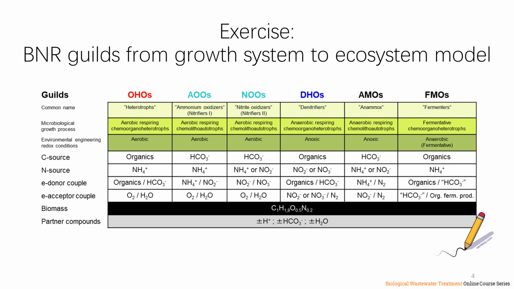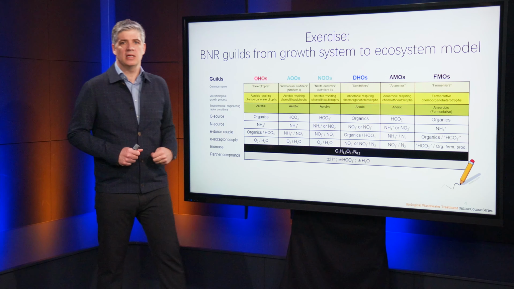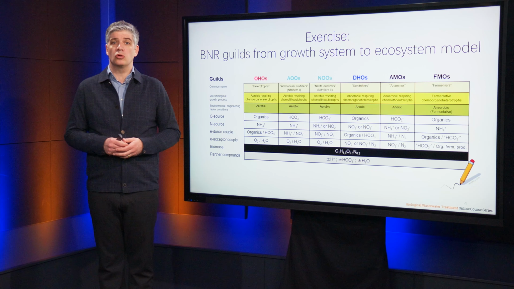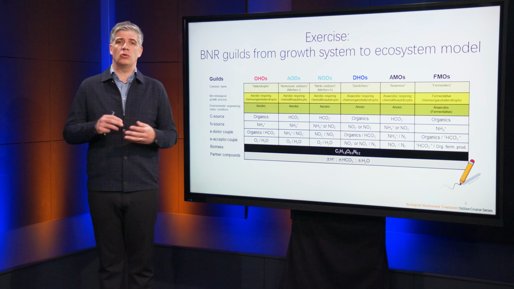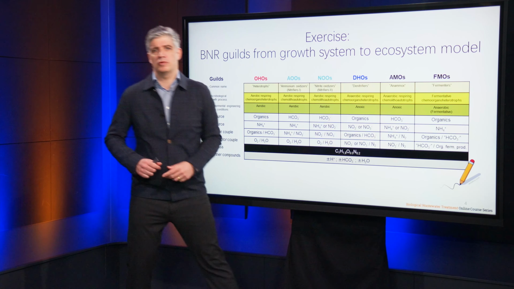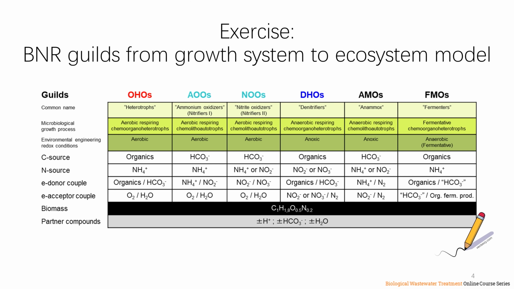I would like us to develop now an ecosystem model based on a previous exercise that we did on the growth systems of BNR microorganisms. Please take a sheet of paper or a tablet and first sketch the individual metabolisms of these BNR guilds based on the information compiled in this table. Then connect the dots to build up the conceptual ecosystem model of the microorganisms and microbiome. You can leave out the fermenters first for this exercise. You can pause your video. Answers and examples will be given in the next slides.